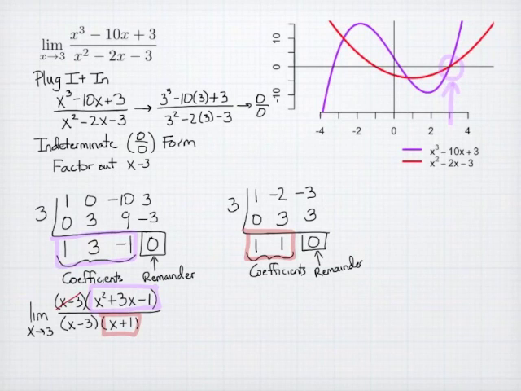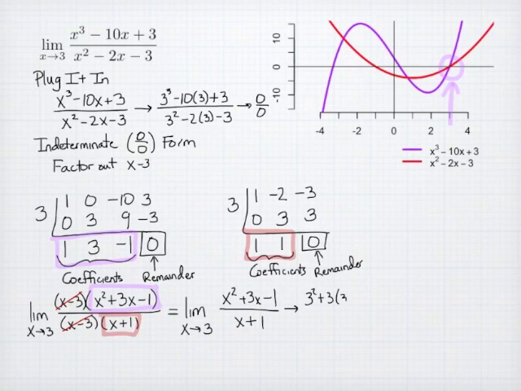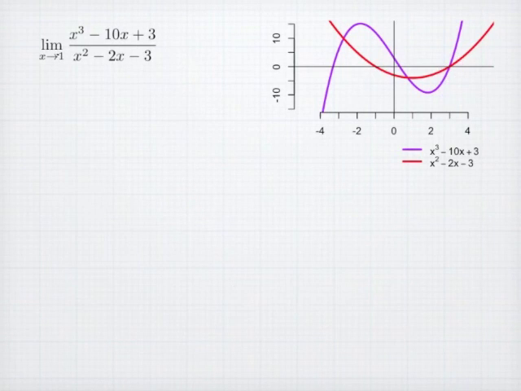The common factor of x minus 3 cancels, so that I get a new form for my limit. Take the limit of x squared plus 3x minus 1 divided by x plus 1 as x approaches 3, and this is a form that's determinate. We can find the answer by plugging it in. 3 squared plus 3 times 3 minus 1 all over 3 plus 1. We get a value of 17/4.